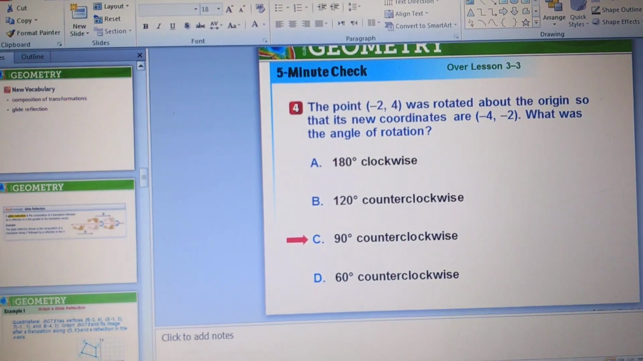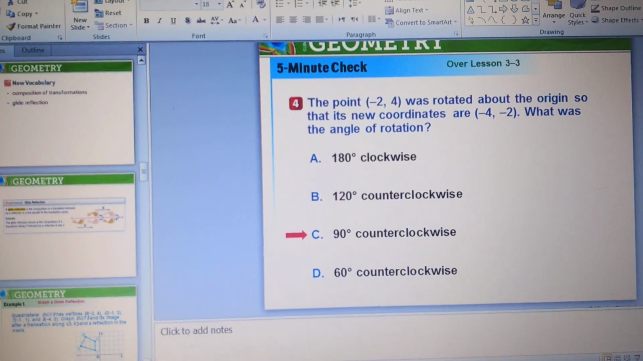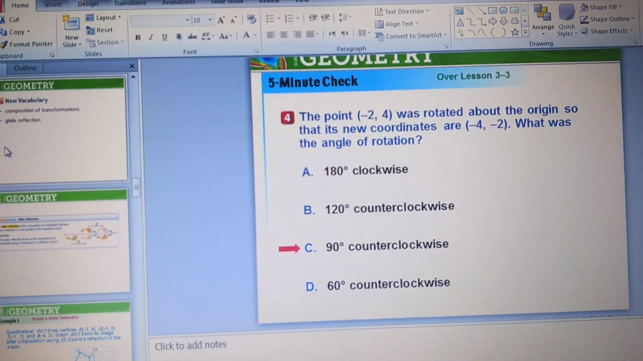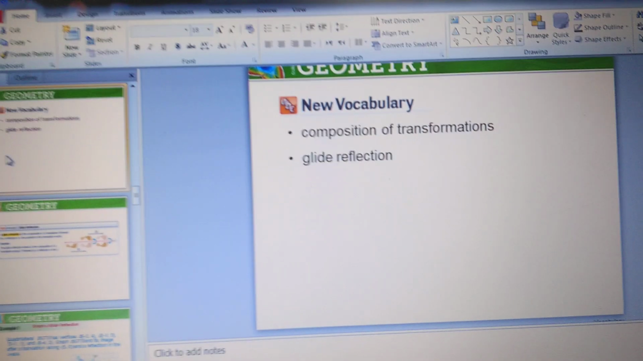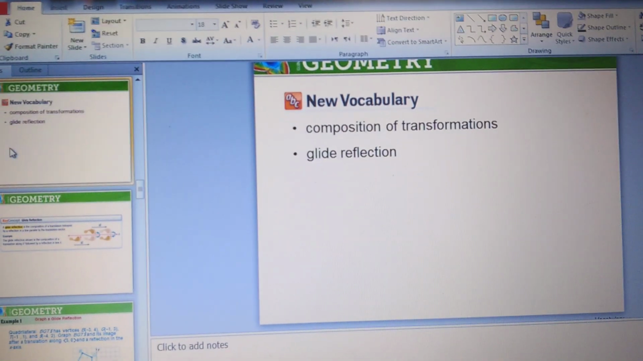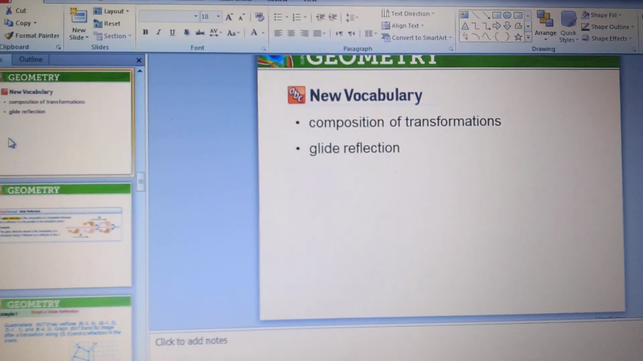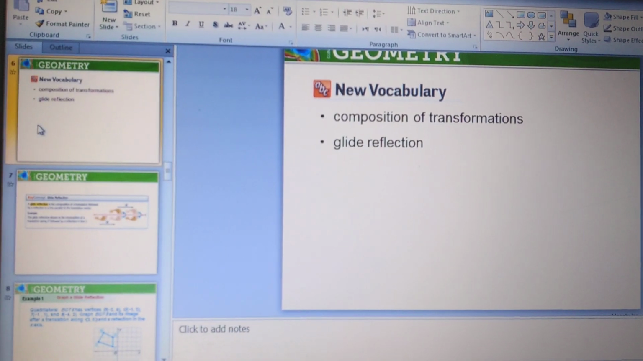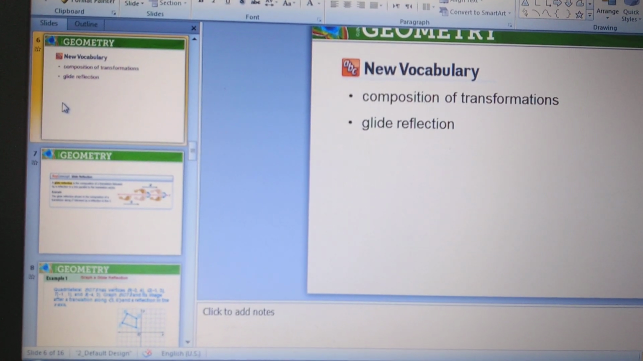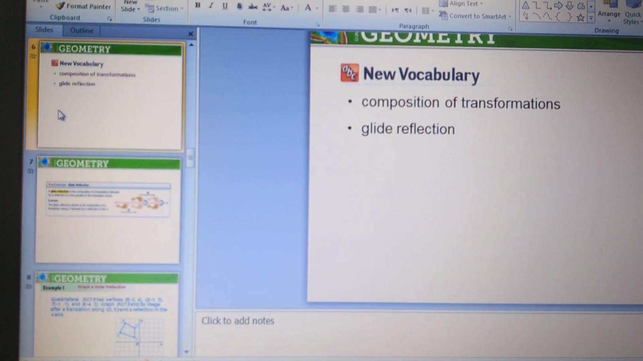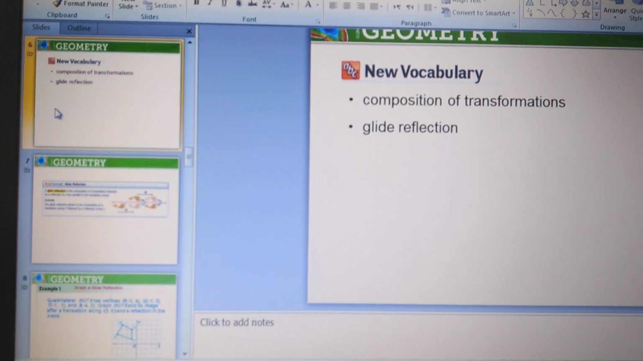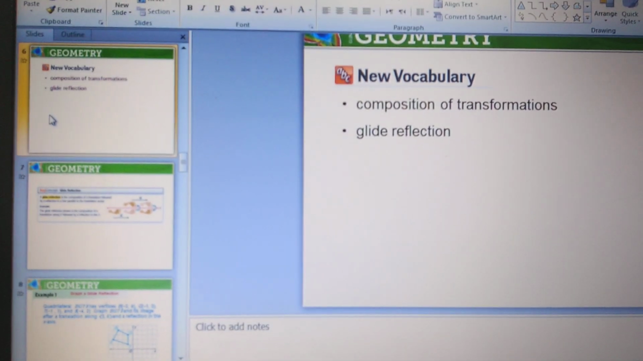Our new lesson is very simple. We have only one idea, which is very important in this lesson, which is composition of transformation and glide reflection. Here, in simple words, you are going to make more than one transformation. For example, first you make reflection, then translation, or you make translation, then reflection, or you make translation, then rotation, and so on. Of course, you will make all of this in the same figure.